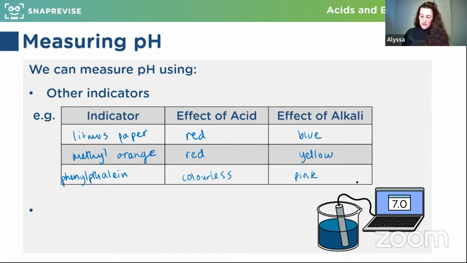So the other thing we've got a picture of down the bottom here that we can use to measure pH, and we can be a little bit more exact with it, is this thing down here. What do we call this thing down here that we stick into acid solutions or alkali solutions to measure the pH? Anyone know what we call that?